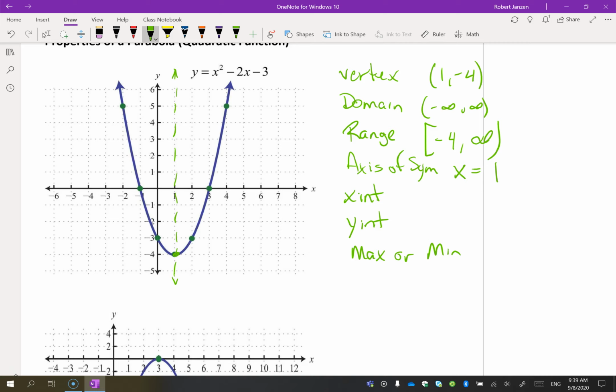What are the x-intercepts? These are the zeros, the places where it crosses the x-axis. Looks like it's -1 and 3. The y-intercept is where it crosses the y-axis. That's -3. And does this have a minimum or a maximum? It has a minimum point of y = -4. Okay, so that's your parabola and some of its characteristics.